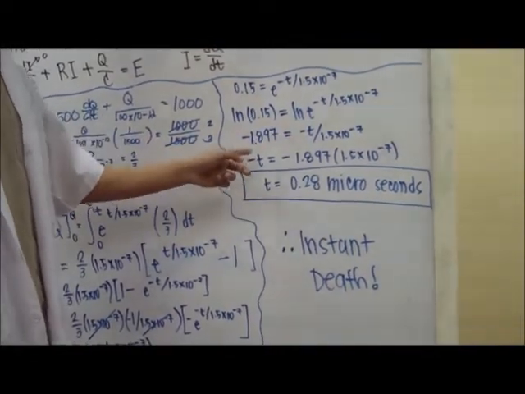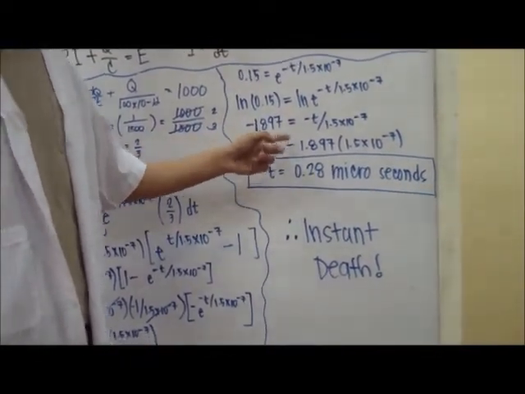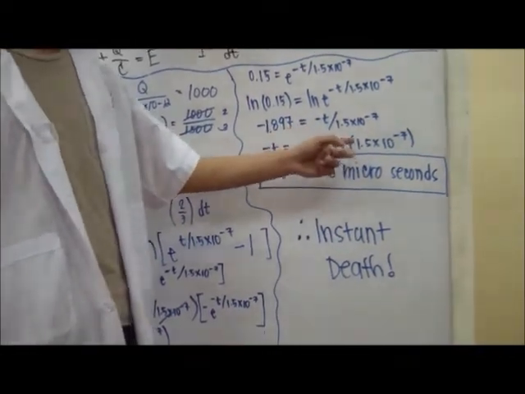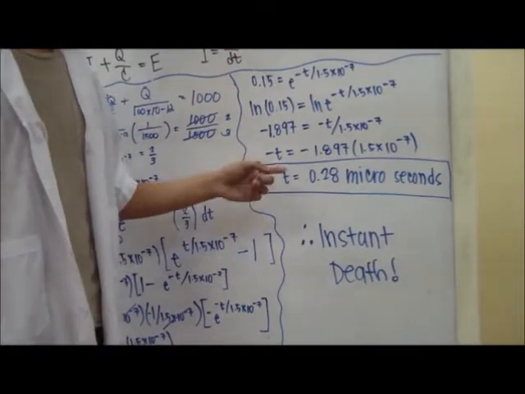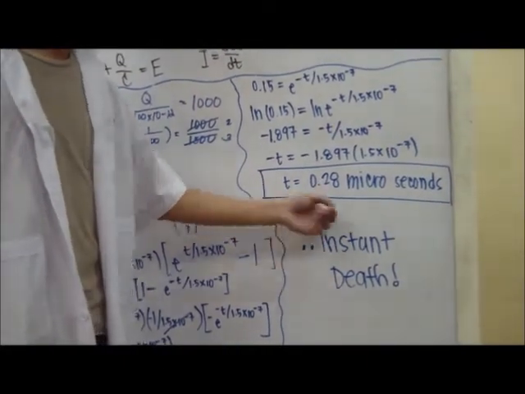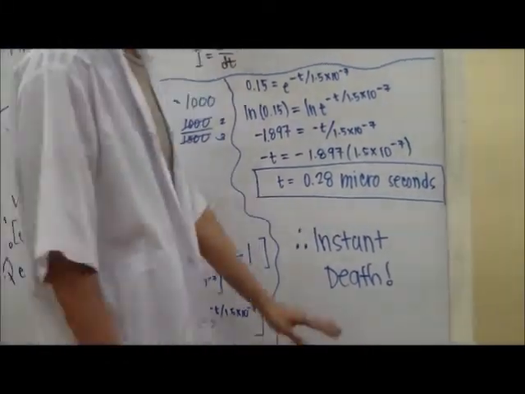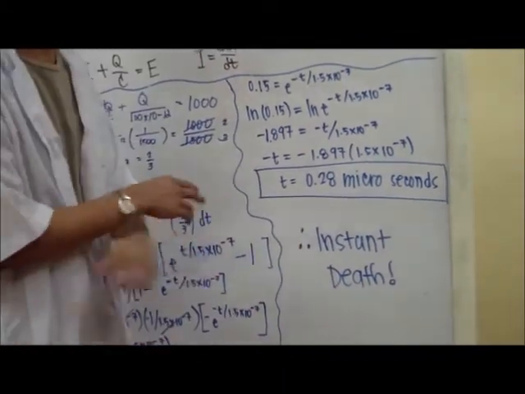Isolating t, we'll get the value of negative t is equals to negative 1.897 times 1.5 times 10 to the negative 7. And we'll get the value of t, which is 0.28 microseconds. Which the conclusion is instant death.